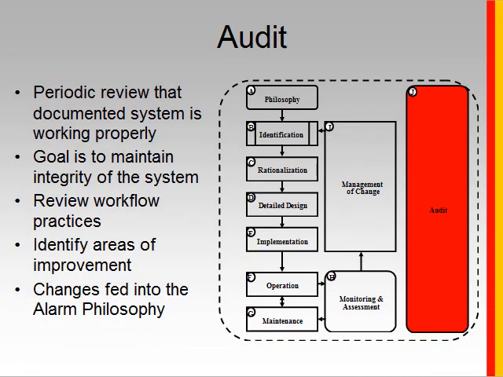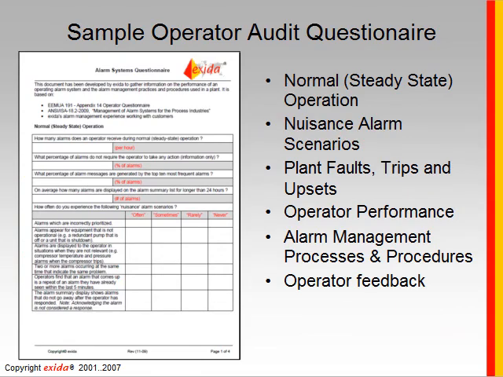The final stage is the audit stage, and this is where you do a periodic review of the performance of the alarm system, primarily to check the practices and procedures, the workflow processes being used for alarm management. Your goal here is to maintain or increase the integrity of the alarm management system and potentially identify areas for improvement. If you do make changes, again, you have to go back to the beginning of the cycle and update your alarm philosophy document to reflect any systematic changes that you've made as a result of the audit.